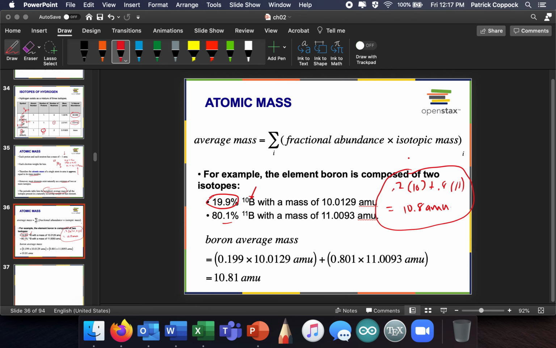Now, that was with my using round numbers. I like to use round numbers because I'm less likely to get lost. Now we'll go in and do the exact numbers that are given to us. It's really 19.9% of boron is 10.0129, right? And 80.1% of boron is 11.0093 AMUs, right? And that gives 10.81, which is pretty close to 10.8, right? I love estimating first because that way when I'm done, I'm confident I got it right. So anyway, that's how atomic mass is calculated. We'll be doing some of this in class, but it's important that you understand where those numbers come from and it's not scary to you when you see it. All right, let's move on.